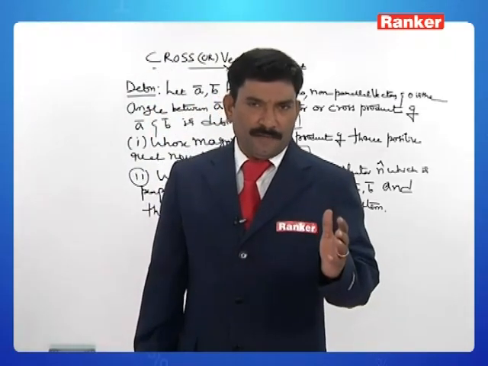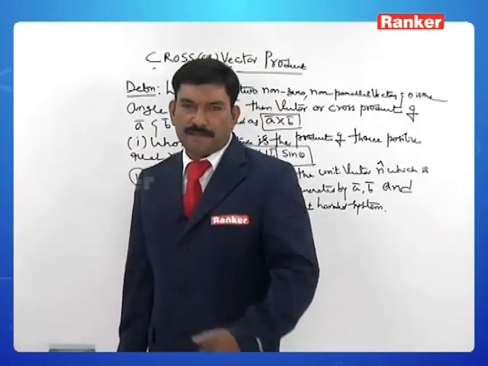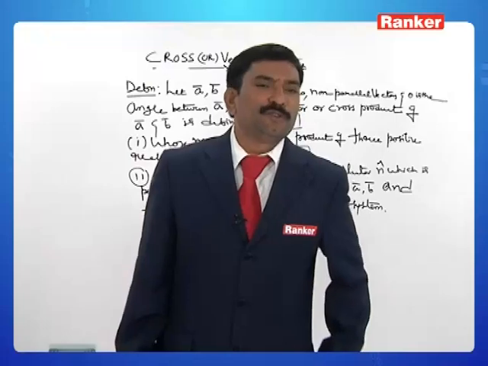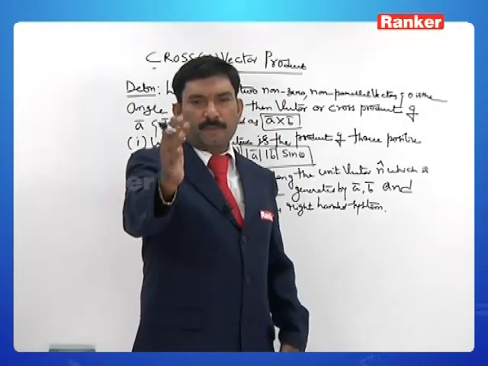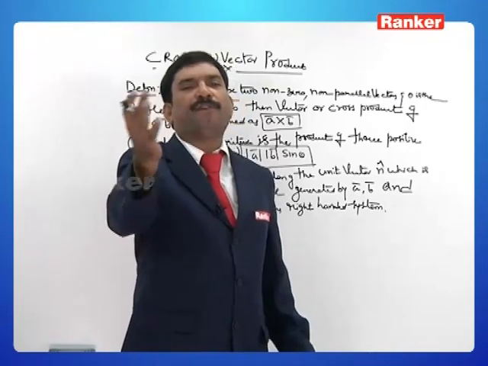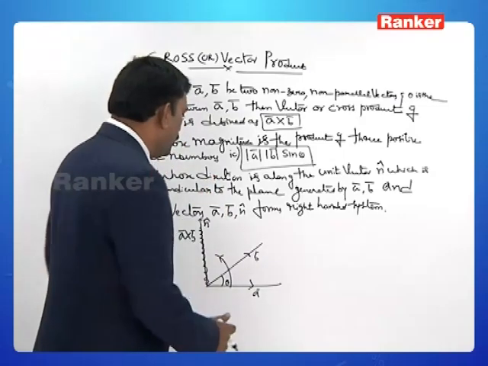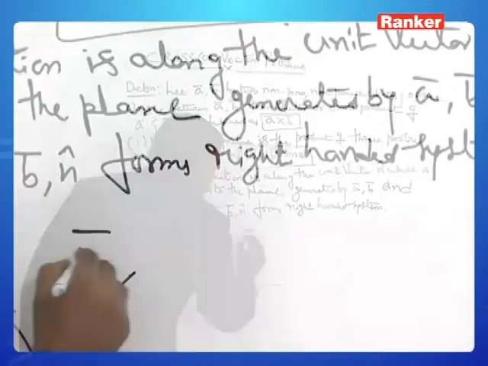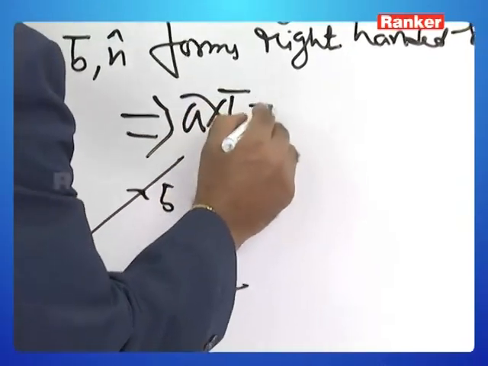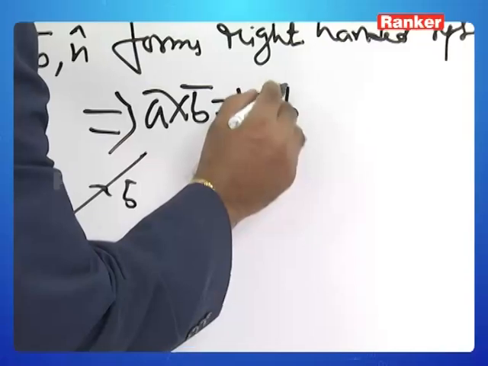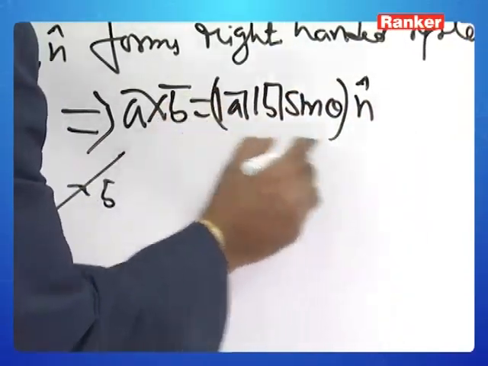We know that very well. When any two vectors are said to be collinear, one vector can be expressed as a scalar multiple of another vector. Therefore, what's the direction? I can write here A bar cross B bar is equal to mod A mod B into sine theta into n cap. Am I correct?